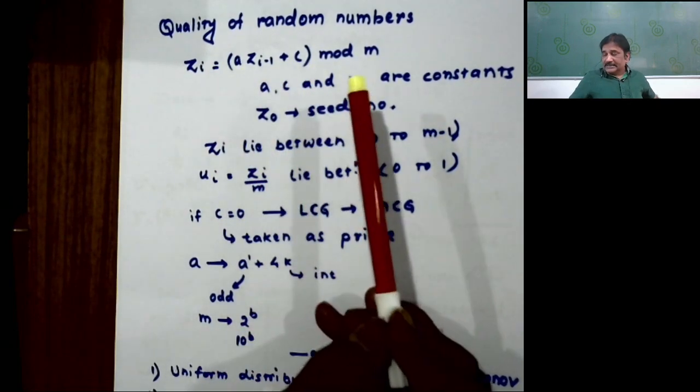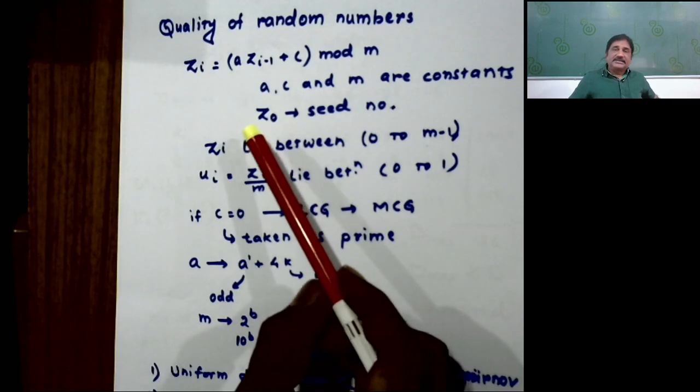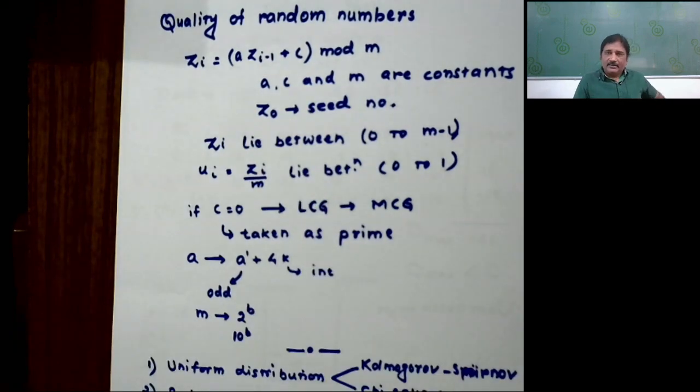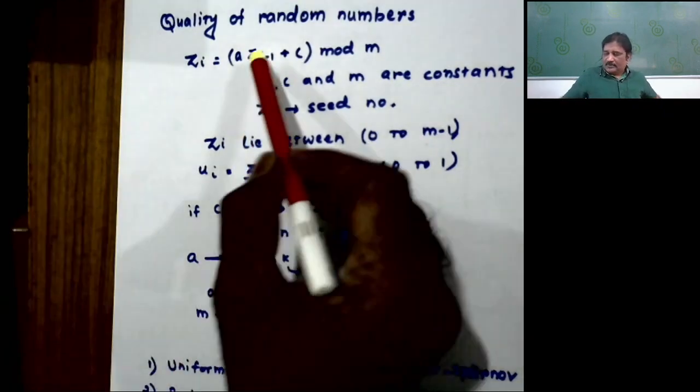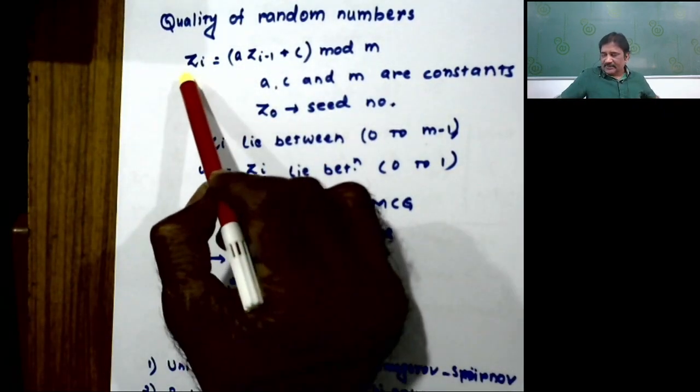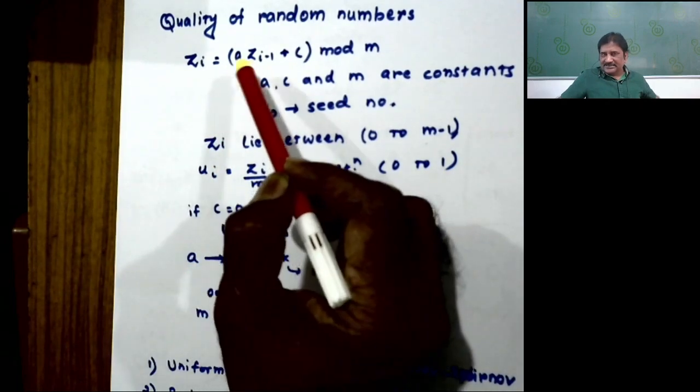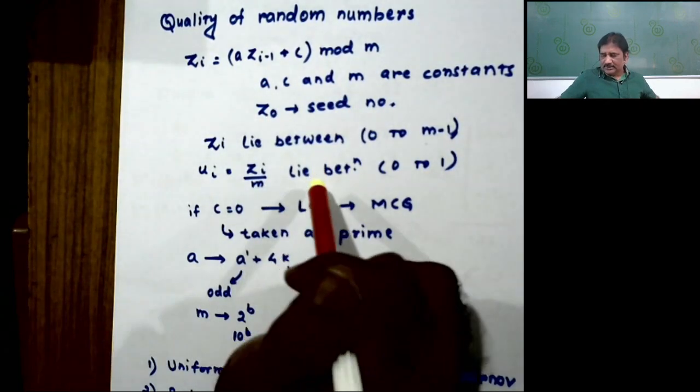A, c and m are constants, and Z0 - you have to begin somewhere, right? So that beginning number is called a seed number, which you will be placing here, and you will get Z1. Then Z1 you will be placing here, you will get Z2 and so on.